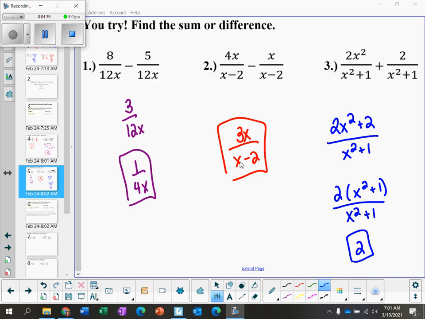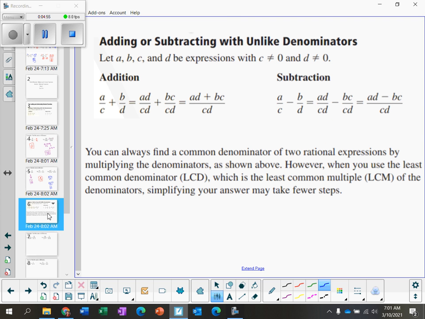Nothing can be simplified. And in 3, 2x squared plus 2 is on top, but there's a GCF here, right? They both have 2 in common. So if we pull the 2 out, we're left with x squared plus 1, and now that actually cancels. So our final answer for number 3 is just 2.